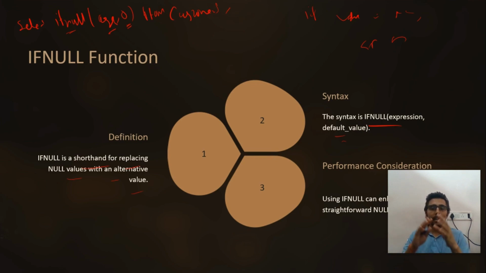For example, in that entire column, it will go and check, okay, if age is null in any place, then it will replace it with 0. So this is how the IFNULL function works, right? We have already understood with the help of an example how IFNULL actually works.